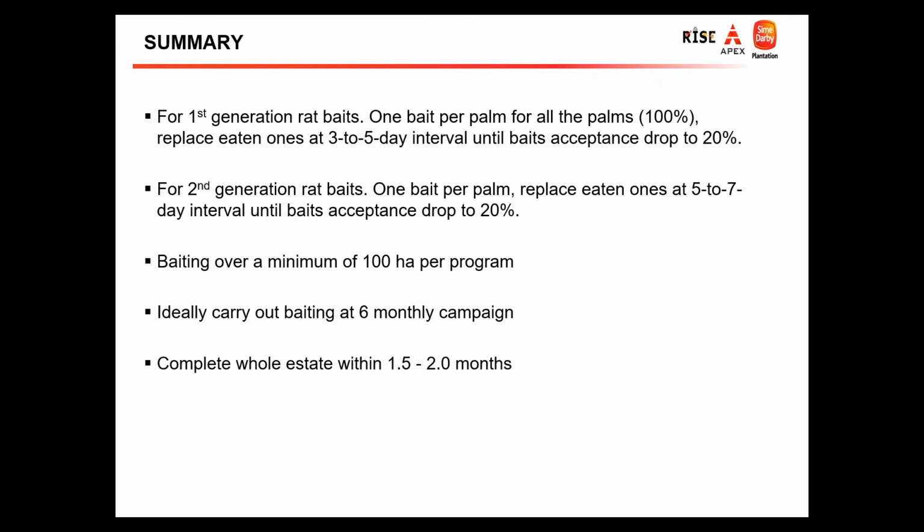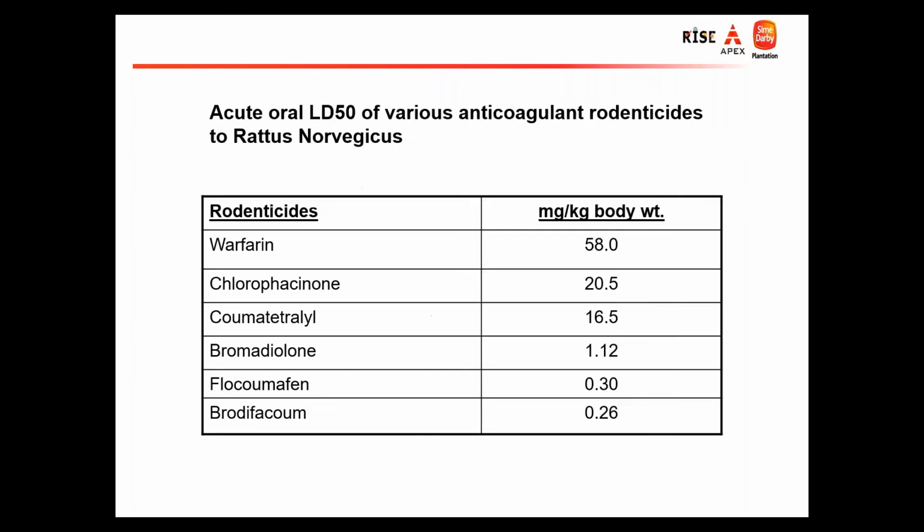The next slide probably is on something on the rodenticides. Next slide, please. This slide shows the LD value of the various rodenticides. The first three are the first generation, and the second, third to the sixth one are the second generation poisons. Normally second generation are more lethal.